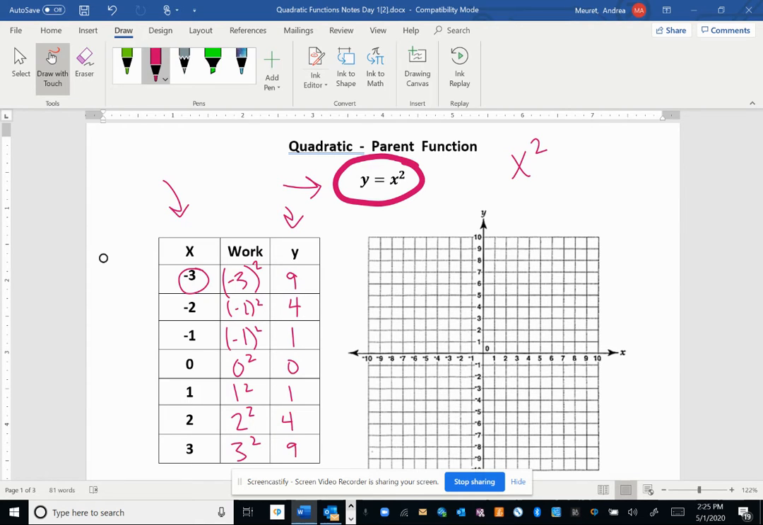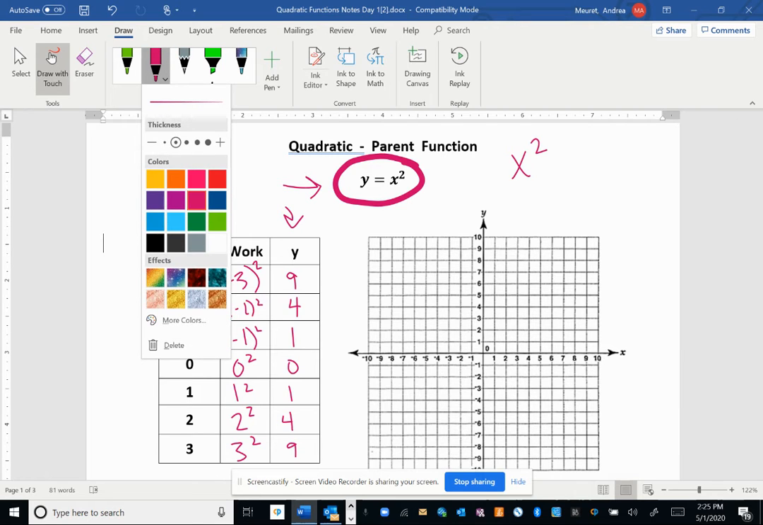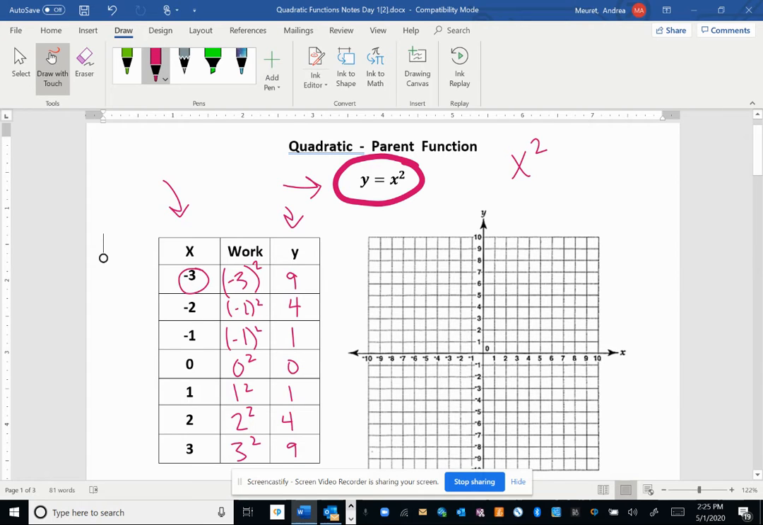And so I can put these points onto the graph. And I'm going to start with that -3, 9. So -3 is on the x-axis and then up 9. So there's our first point at -3, 9. The next one, -2, 4. And then -1, 1, 0, 0. So it's right there at the origin.